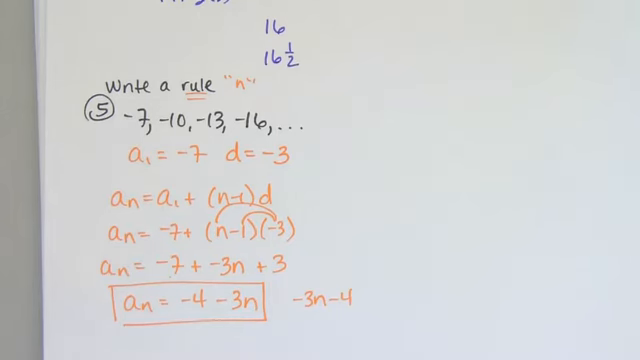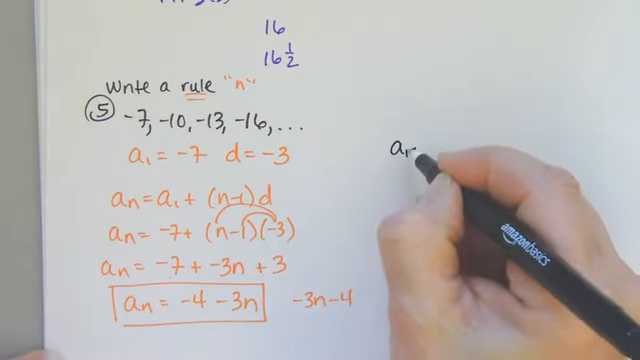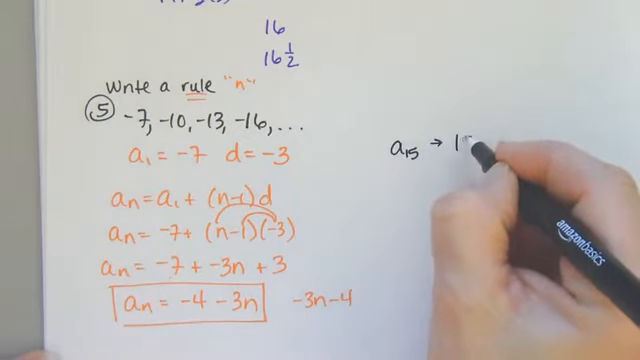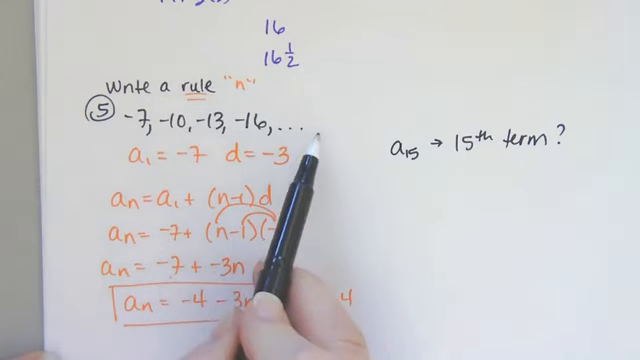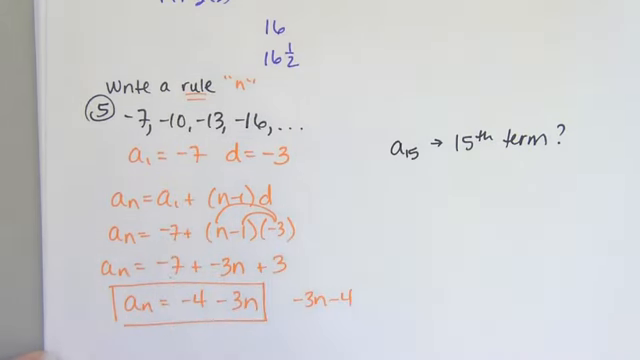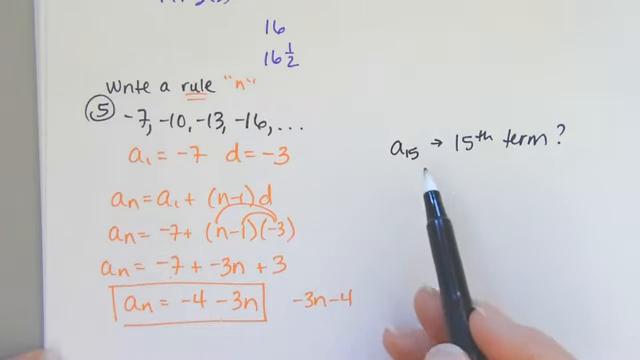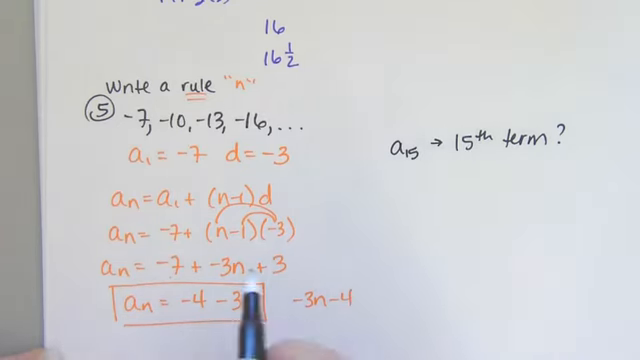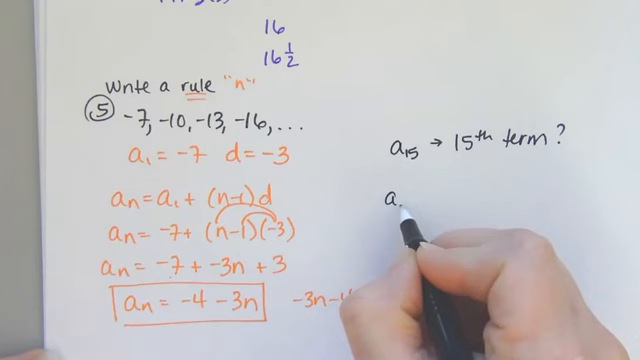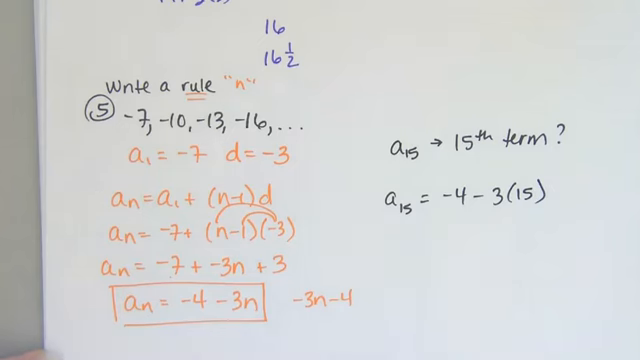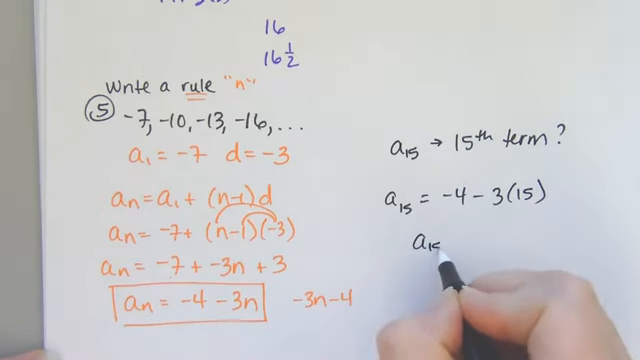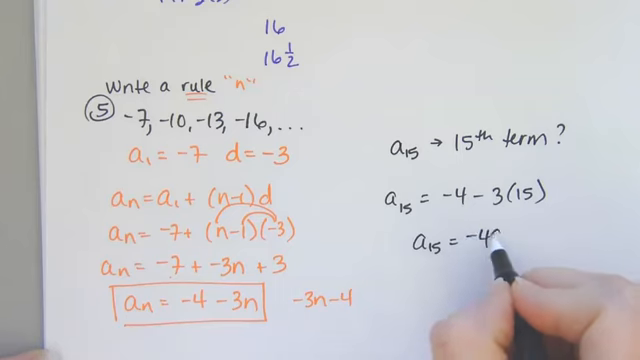Once we have that rule, a lot of times you'll be asked to find another term. So for instance, maybe I want to know what is the 15th term. Now yes, you could go back to your list and just keep subtracting 3 until you got to the 15th number, but sometimes that's kind of a pain, especially if I asked for the 100th term. So all you need to do now is use the rule that we found here and replace your n with 15. So I have a sub 15 is equal to -4 minus 3 times 15. You do the math here, and you get that the 15th term is -49.